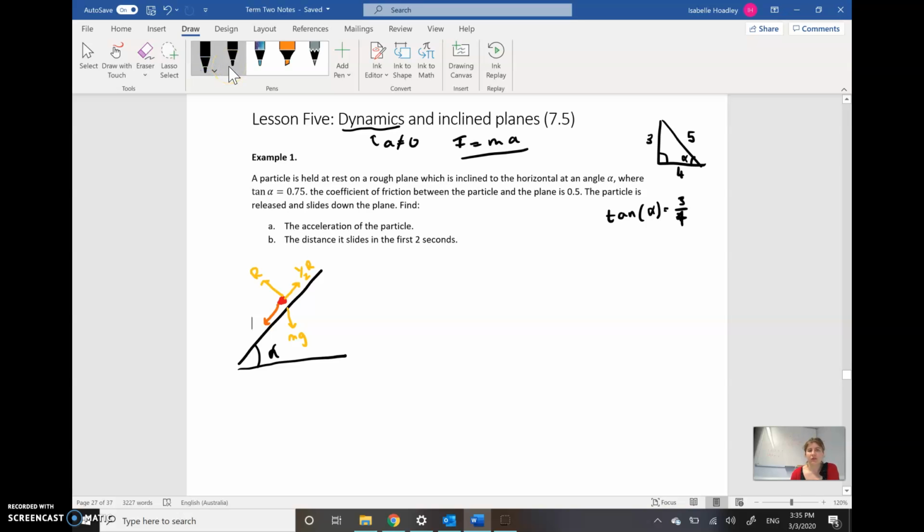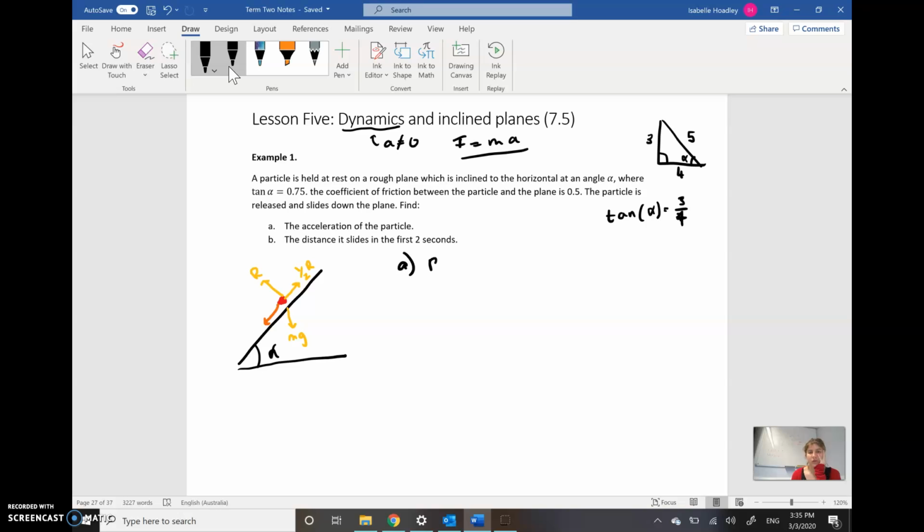The first thing we're going to do is find the acceleration of the particle. To find the acceleration, obviously we're going to use our force equals mass times acceleration equation. For that, we need to know the force, and we probably need to know the mass as well. So we've got quite a little bit to find. I'm going to do my resolving vertically and horizontally.